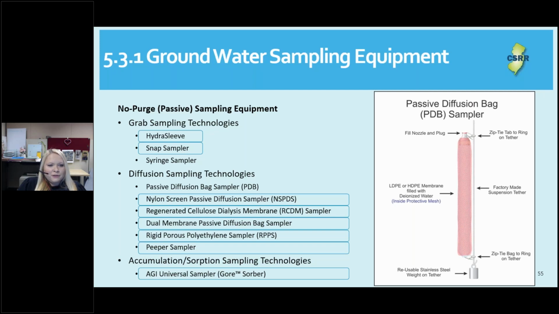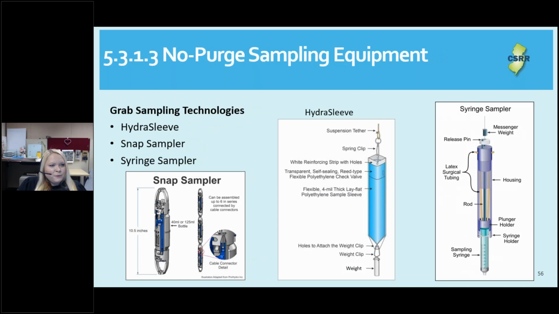A passive diffusion bag sampler is shown in this figure. They were described in detail in the previous version of the manual. Next slide. So one subtype of no-purge sampling equipment are grab sampling technologies, including the hydrosleeve, SNAP sampler, and syringe sampler. So grab sampling technologies are basically when a whole water sample is collected, as opposed to diffusion-based methods, which are filled with DI water and deployed in a well, and then based on diffusion.